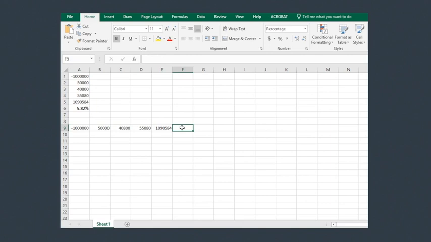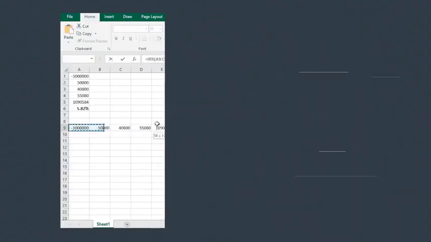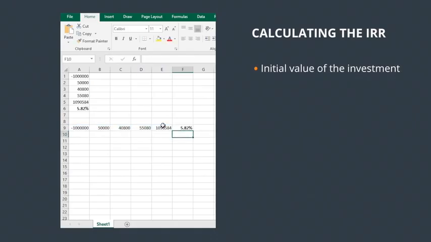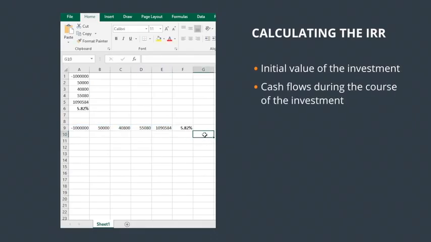To recap, all you need to calculate the internal rate of return of an investment is the initial value of the investment, the cash flows during the course of the investment, and the value of the investment at the end. This provides you with enough information to measure the performance of the investment and is the traditional method used to measure the returns to individual real estate investments.